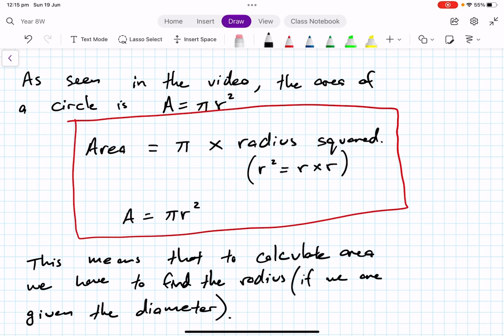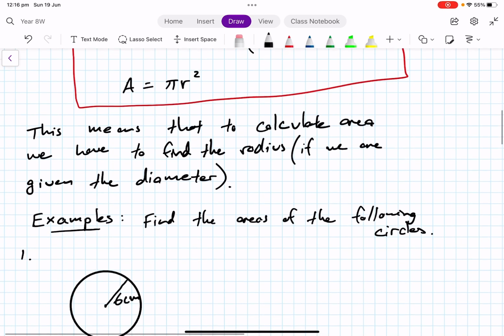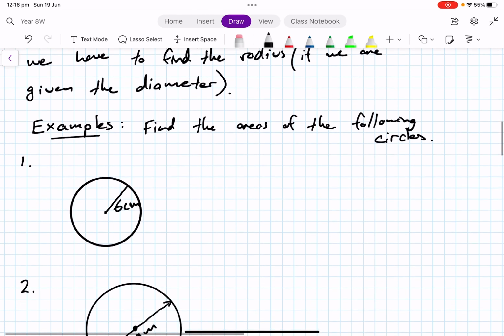So it's fairly straightforward. We just need to get the radius and make sure we have our calculators and we know where pi is. And then we can round the number. There's a couple of different ways we can round it, and I'm going to show that in the example. So find the areas of the following circles.